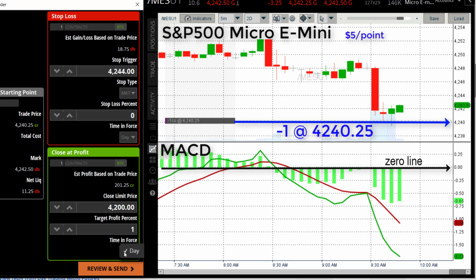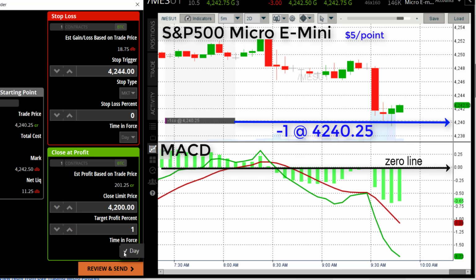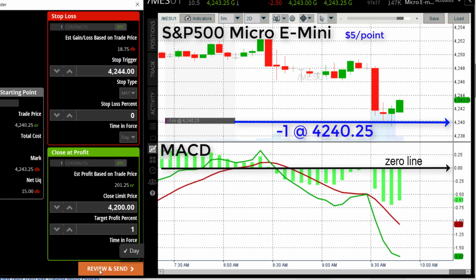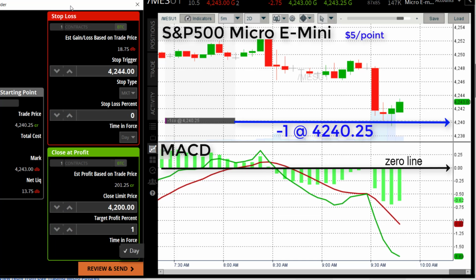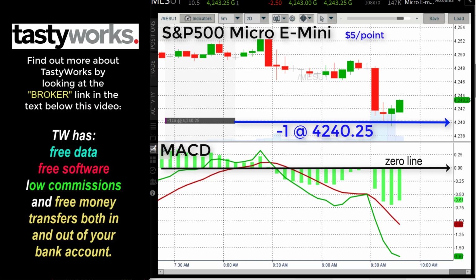Everything I do up until that time, as I'm doing now down at the close at a profit box, is just having the Tastyworks program compute it when I put the numbers in there. And I see at 42.00, I would make a $201 profit. So if I hit review and send on this thing, I'm going to have a maximum loss of $18.75. And I just kind of put it aside for a moment because I want to watch this trade.